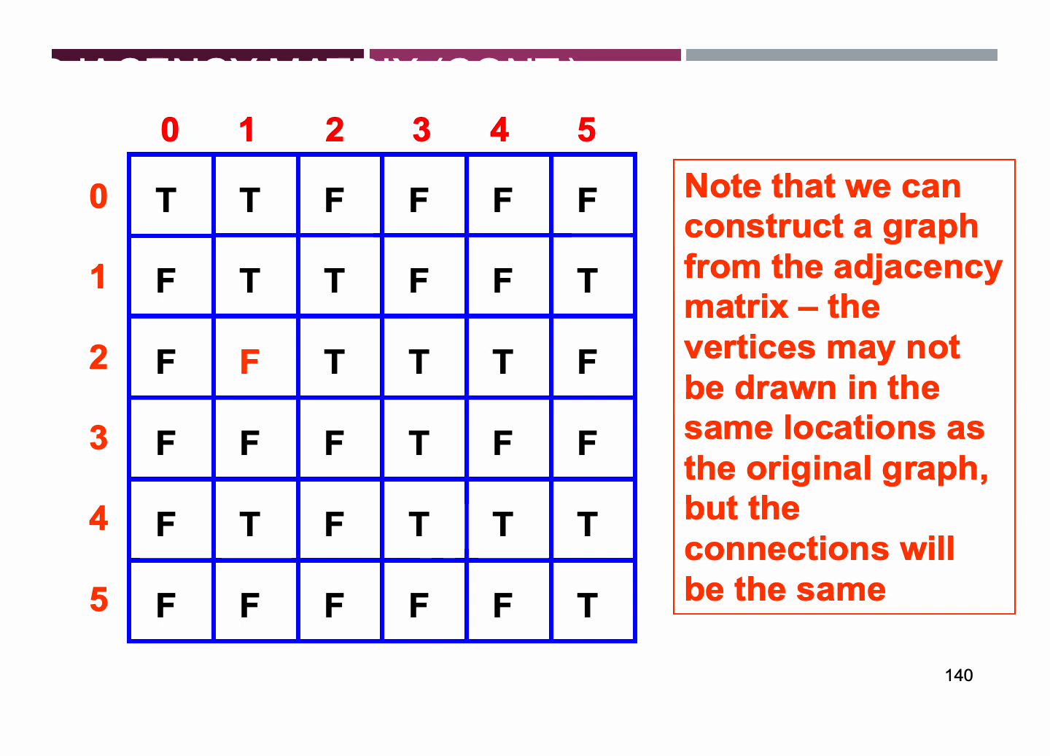Note that we can construct a graph from the adjacency matrix. The vertex may not be drawn in the same locations as the original graph, but the connections will be the same. So using this graph, we can have an adjacency matrix, and using a matrix we can also draw a graph.